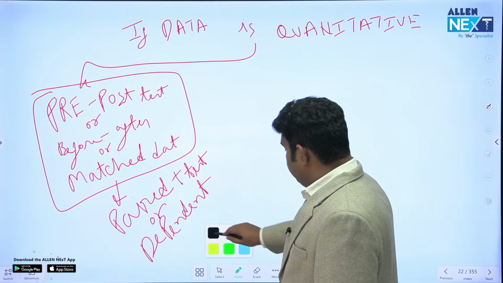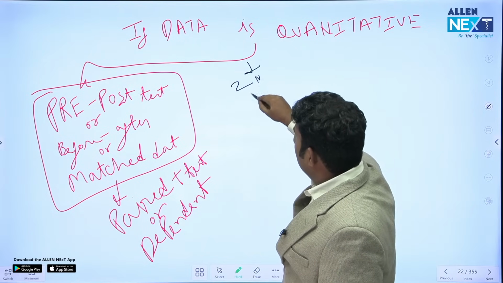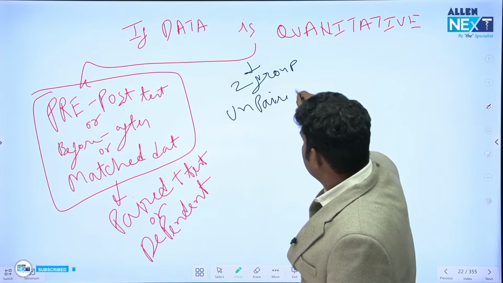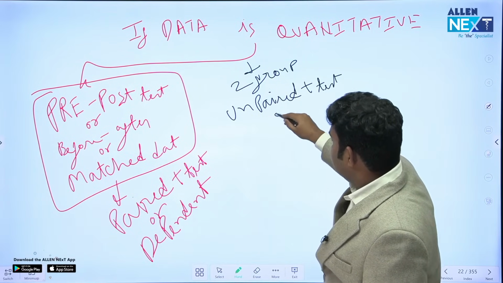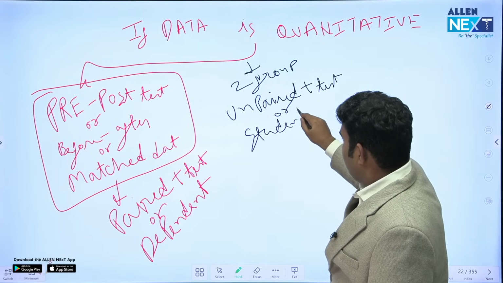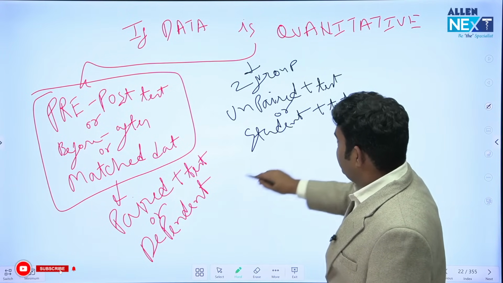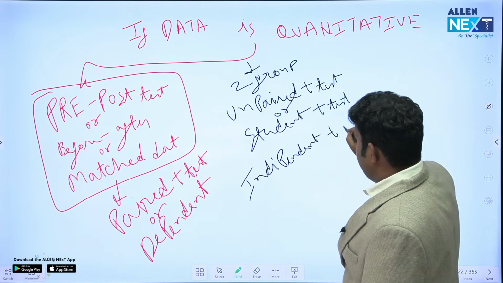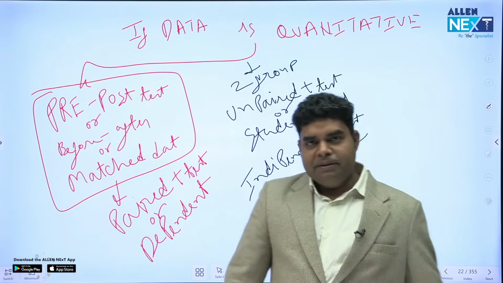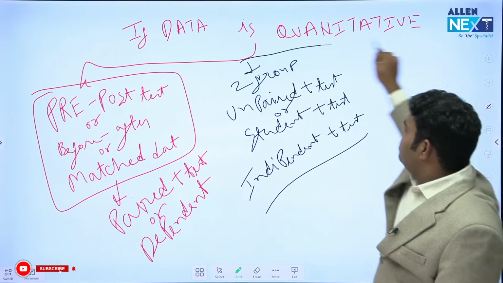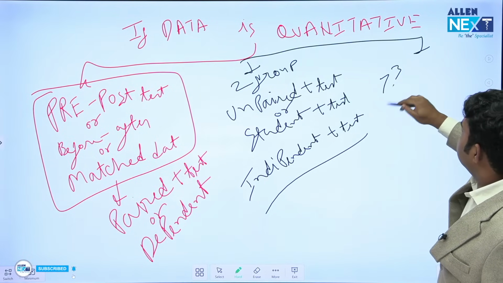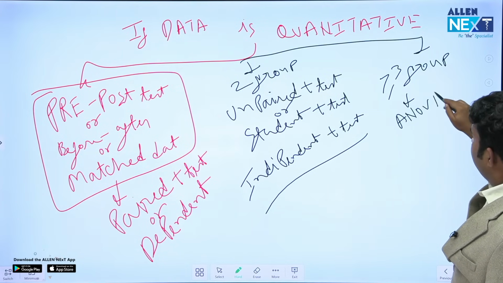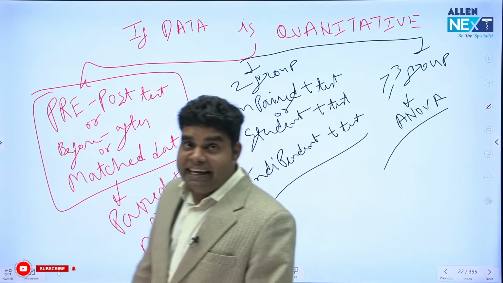Now, if data is quantitative and there are 2 groups, in case of 2 groups we apply unpaired t-test, and unpaired is also known as student t-test, and it is also known as independent t-test. So independent, unpaired, student, these are for 2 groups. And if there are 3 or more than 3 groups, then we apply ANOVA. ANOVA full form is analysis of variance.